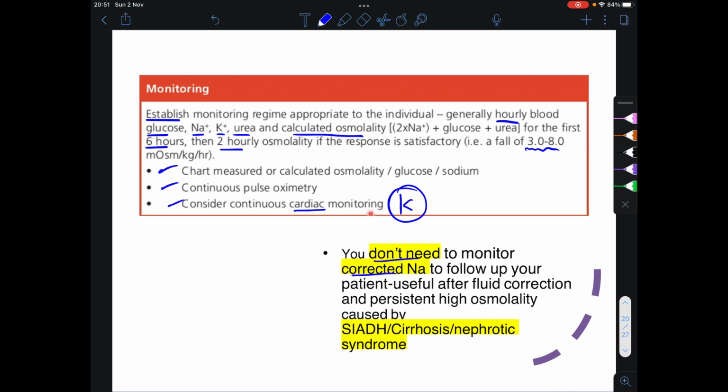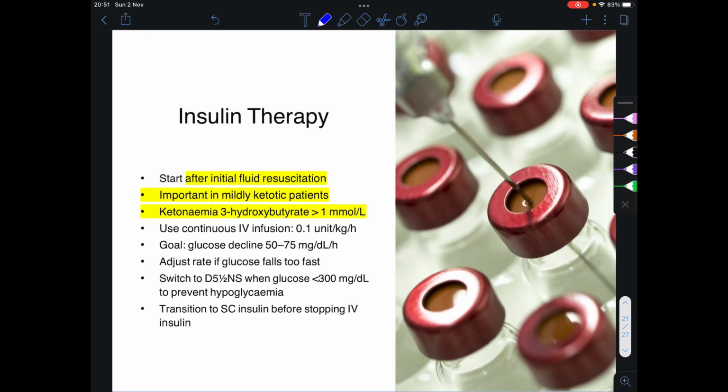Now, you don't need to monitor corrected sodium. Usually we don't rely on corrected sodium, we rely only on osmolality, and measuring the measured sodium is enough. Now, the corrected sodium has a role once you're giving fluids and the osmolality is not changing, then you start thinking that there is probably another condition that's causing the elevated sodium levels, like syndrome of inappropriate antidiuretic hormone, or cirrhosis, nephrotic syndrome. So you have to look for another cause for the condition.